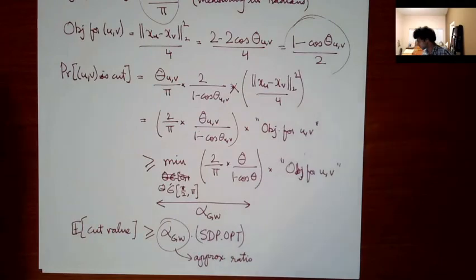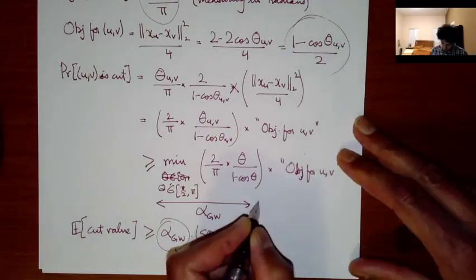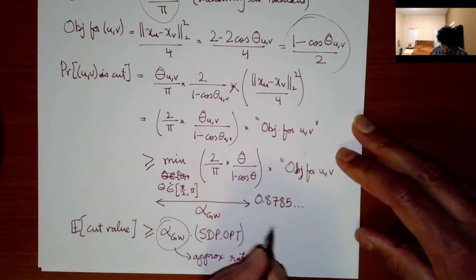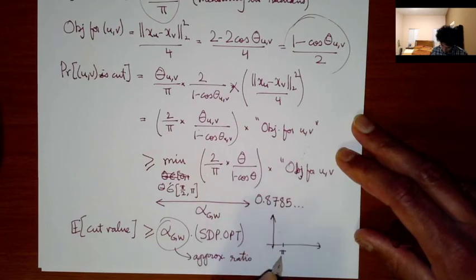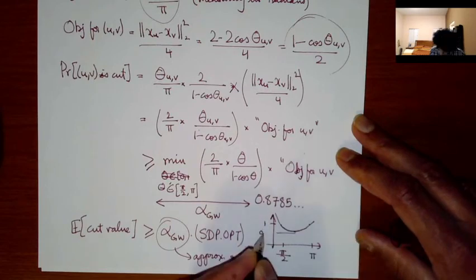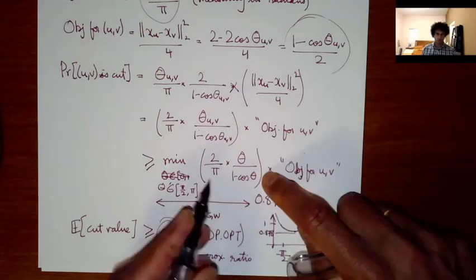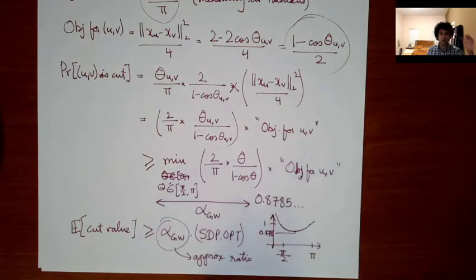I'll just say that this turns out to be 0.8785. It's some strange number. If you plot it, which hopefully I was going to show you, at pi over 2 and pi, at both of these it's actually 1. It's a convex curve whose min is at 0.878. And this is the Goemans-Williamson ratio. So this rather strange quantity, if you minimize it over all theta, then you get it.